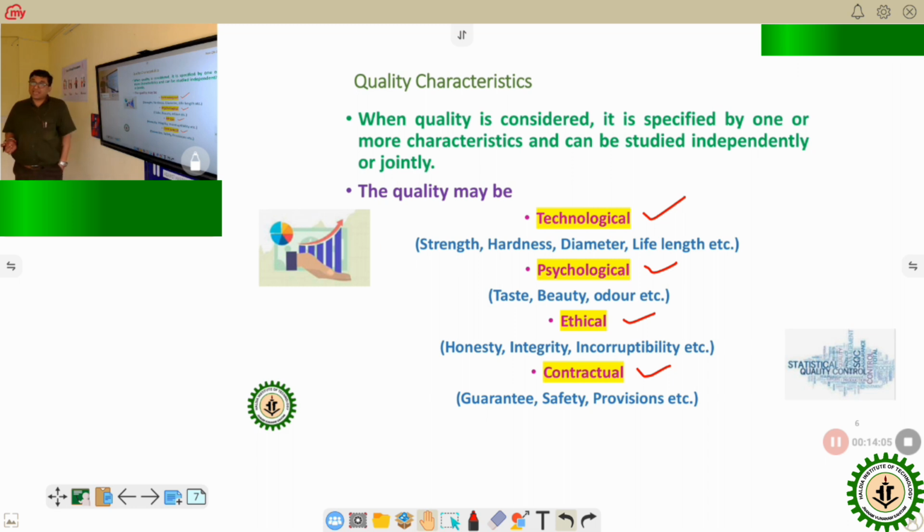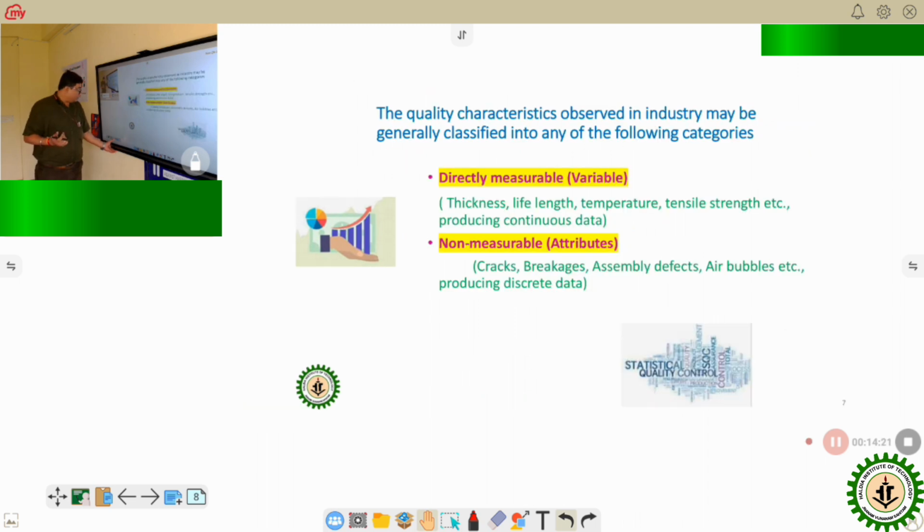And the last is the contractual parameter. What is it? Guarantee: how much guarantee, safety, and provision parameters we are going to provide to the customers. If we don't provide any satisfaction to the customers, they will not be in a state to understand what we are trying to generate or produce.